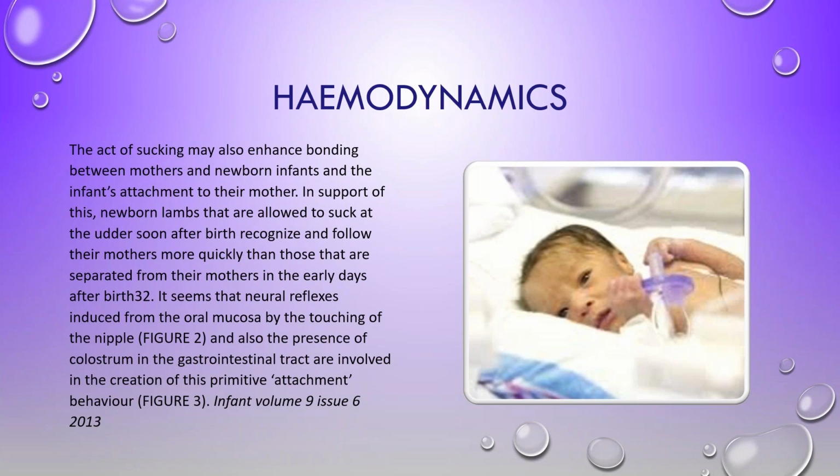In support of this, newborn lambs that are allowed to suck on the udder soon after birth recognize and follow their mothers more quickly than those separated at birth. It's very important that you understand that attachment occurs with eye contact. And if mothers get that initial cuddle, the babies regulate easier, even if the mother doesn't get to hold them again for 4 or 5 weeks. That baby has had that stimulation of the mirror neurons.